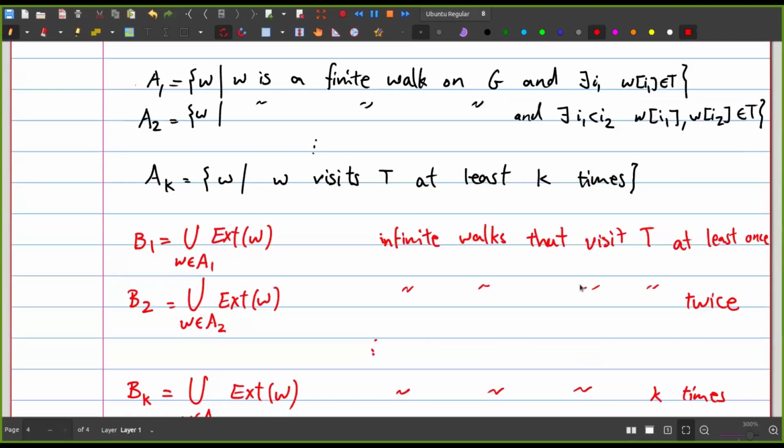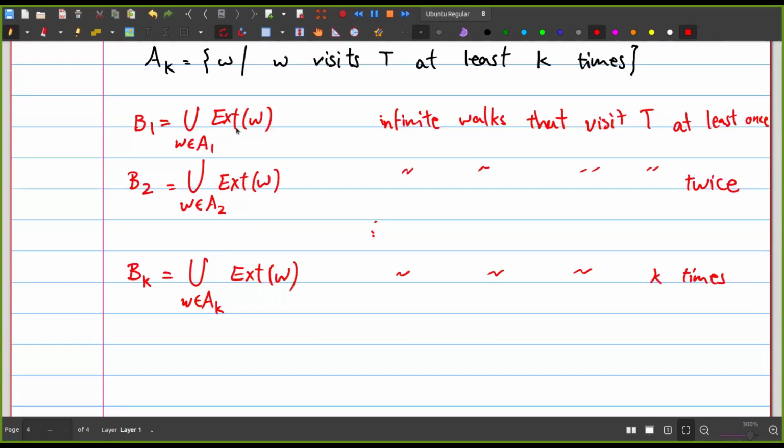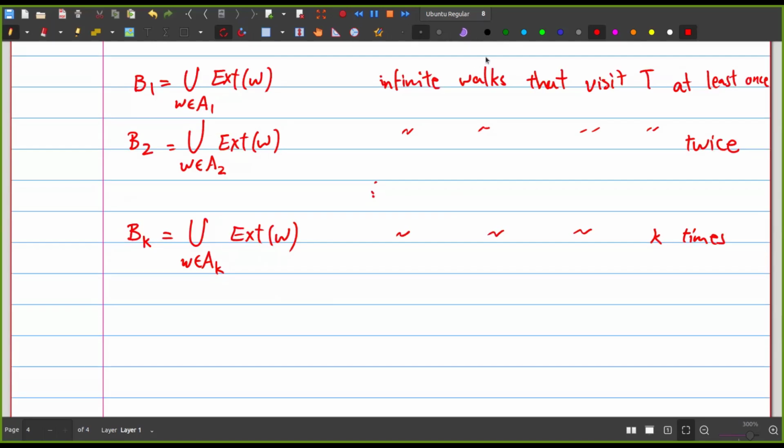Nice. Now, I want you to realize that A1 to AK are countable sets, and these are events. So B1 to BK, each of them is a countable union of events, so each of B1 to BK is an event. But now what happens if I look at the intersection of all the BIs? So let's say I have the intersection over I from 1 to infinity of BI.